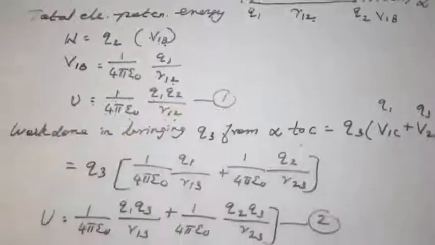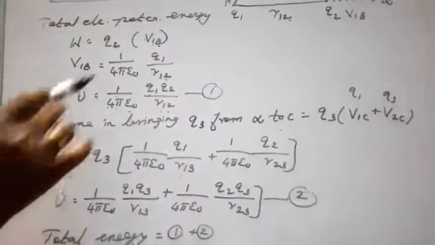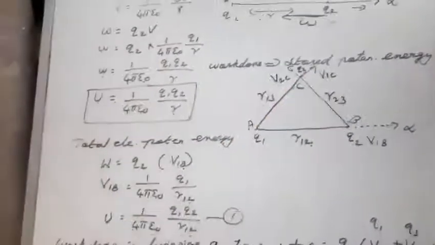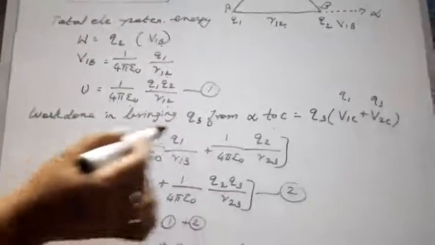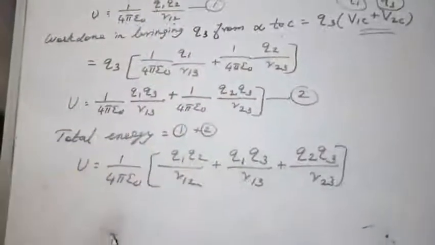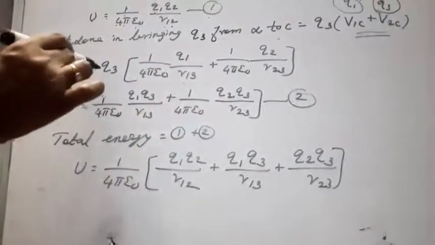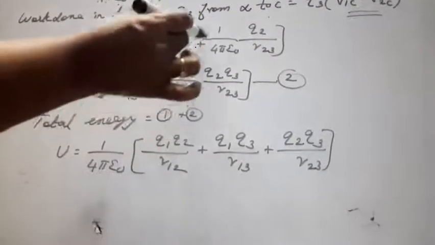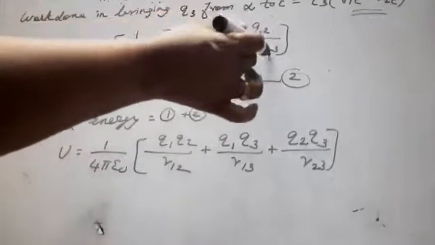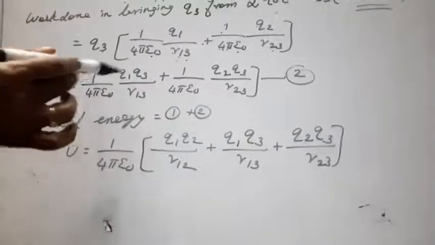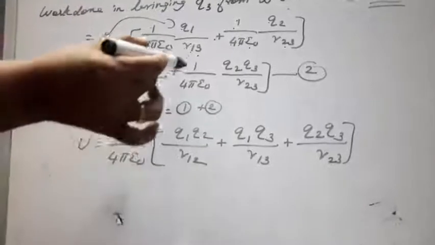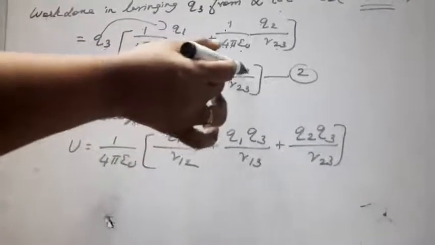This is equation 1. Now, the work done in bringing Q3 from infinity to C, the total value W, is equal to Q3 into the potential V1C at charge Q1 plus the potential V23 at the charge Q3. Therefore, Q3 into 1 by 4 pi epsilon naught Q1 by R13 plus 1 by 4 pi epsilon naught Q2 by R23. Now, the total U value equal to 1 by 4 pi epsilon naught Q1 Q3 by R13 plus 1 by 4 pi epsilon naught Q2 Q3 by R23.